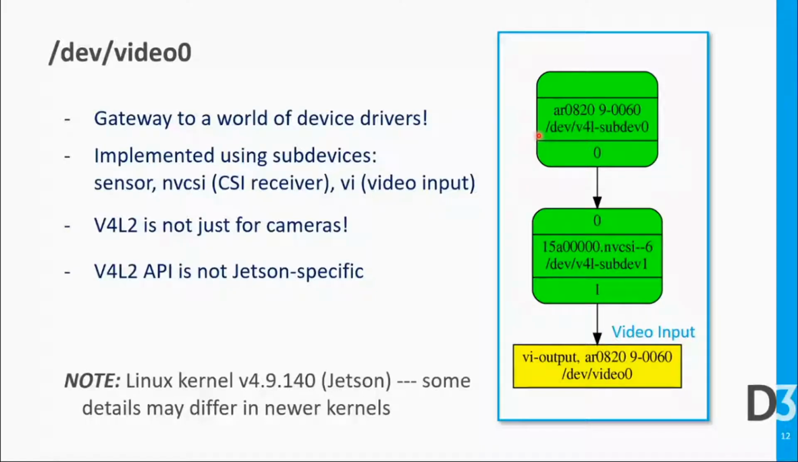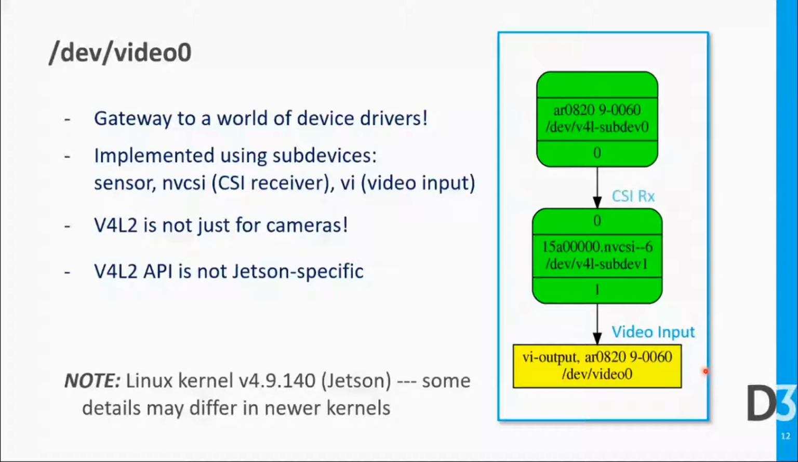V4L2 exposes the camera as a video device, Dev Video 0. But it turns out there's an awful lot under the hood, which I did not know when I started working on V4L2. Video 0 in the Jetson world actually corresponds to the Jetson's onboard video input component. It's a hardware block on the Jetson SOM, system on module, that actually takes care of getting video data to where applications can access it.